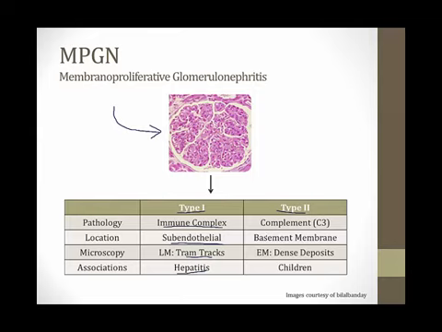MPGN type 2 is a complement-mediated disorder. It's especially mediated by C3. It involves dense deposits in the basement membrane. You can see the dense deposits on electron microscopy. And then finally, type 2 is largely a disorder of children. And that concludes our module on MPGN.